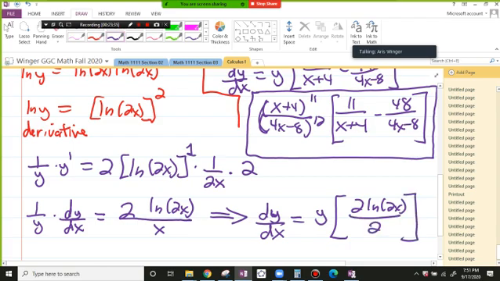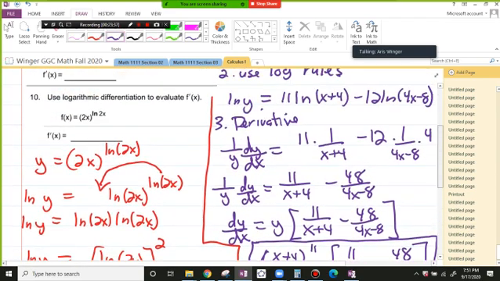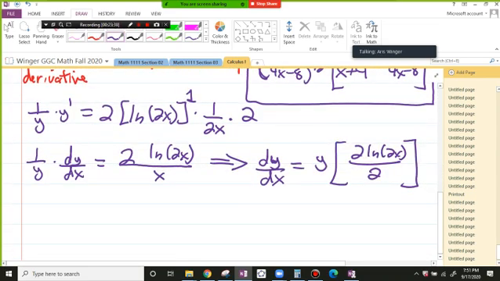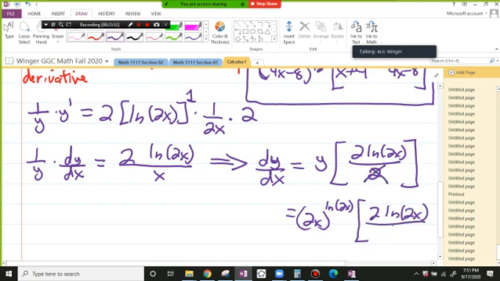And we just have to remember that y was 2x to the natural log of 2x. So 2x to the ln 2x times 2 ln 2x all over x. So super funky answers. Just make sure that we're entering stuff in very carefully into MyLab.